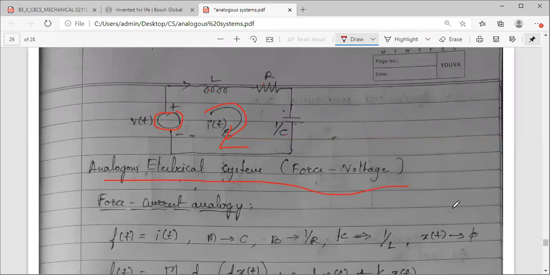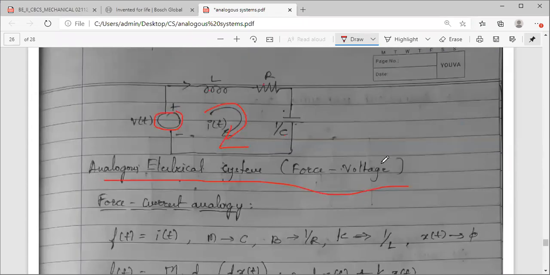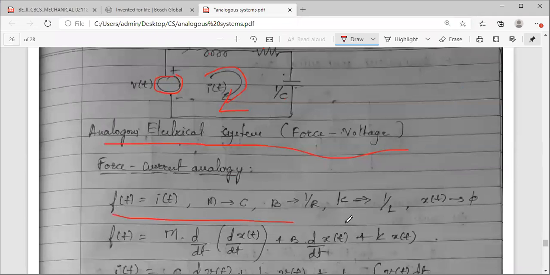Coming to the force current analogy, the way we have written here, equivalent quantities. Similarly, for force current also I have listed. You can just cross verify with the table. If any discrepancies, you can please let me know. Force is equivalently denoted as current, mass with the capacitance. Then B, that is damper, is 1 by R, K is 1 by L, X of t is phi, magnetic flux.